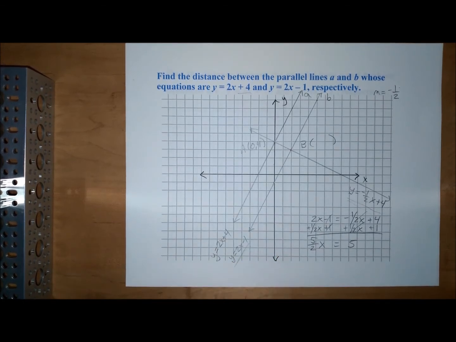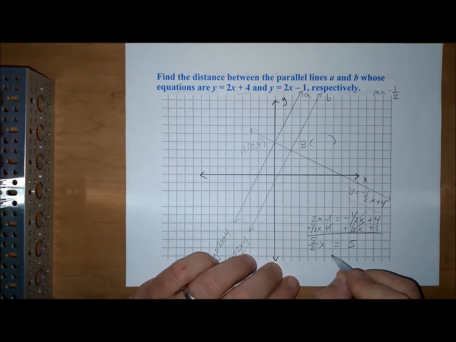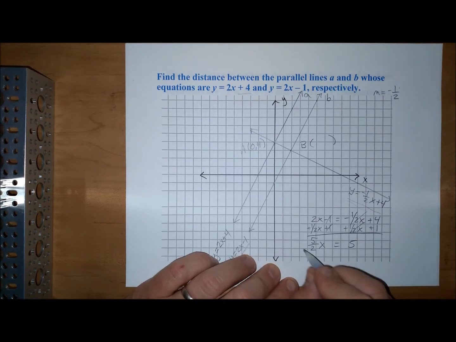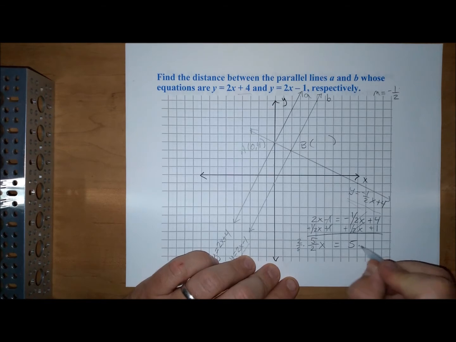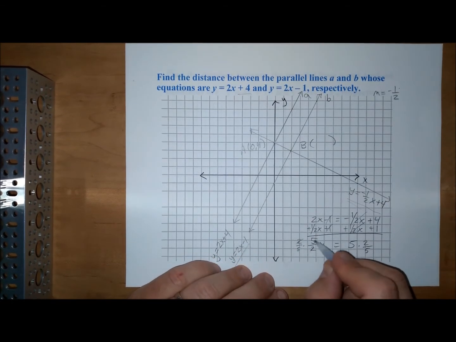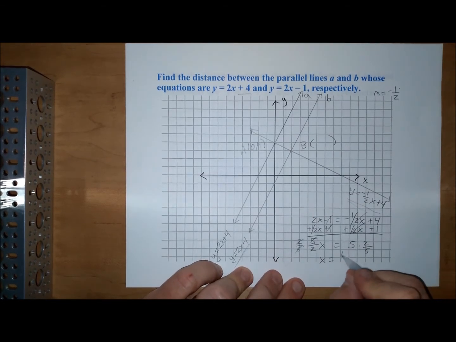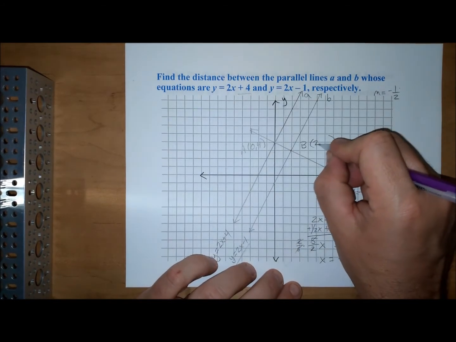I'm going to divide by 5/2 to solve for x, and dividing by 5/2 is the same as multiplying by 2/5. So we're going to multiply both sides by 2/5 to get rid of that. 2's go away, 5's go away. Everybody's happy there. We get x equals 10/5, which is going to be 2. Good, so our x coordinate is 2.